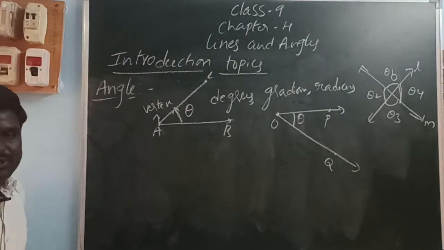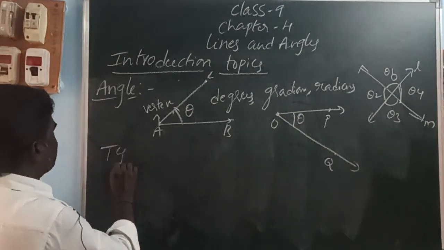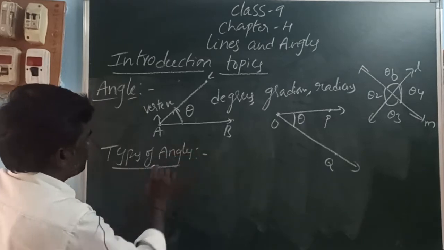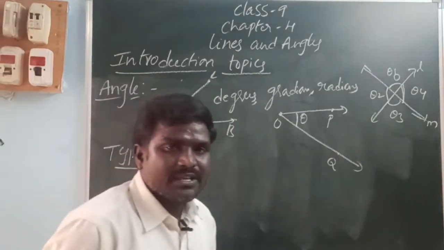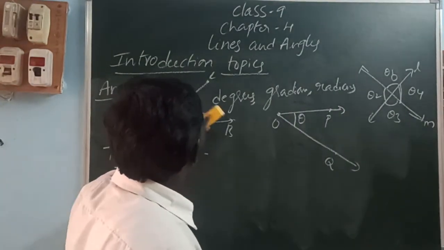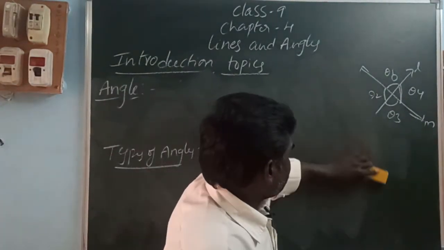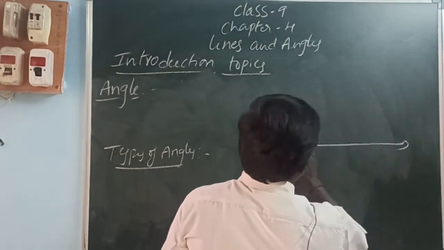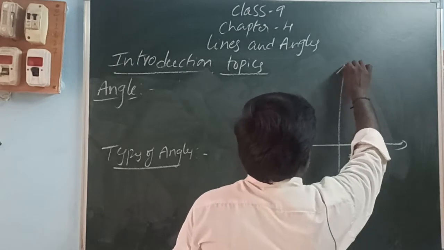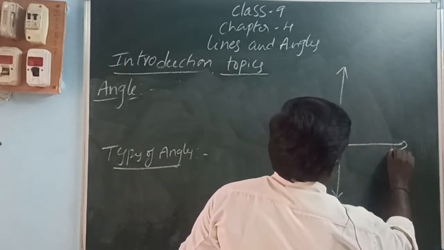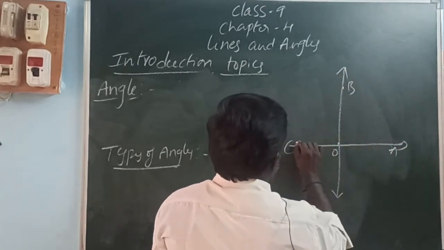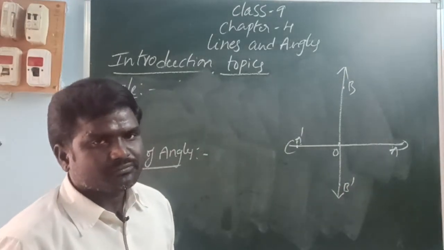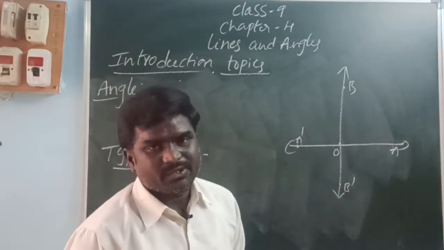Next one is types of angles. Angles are divided into 7 types.